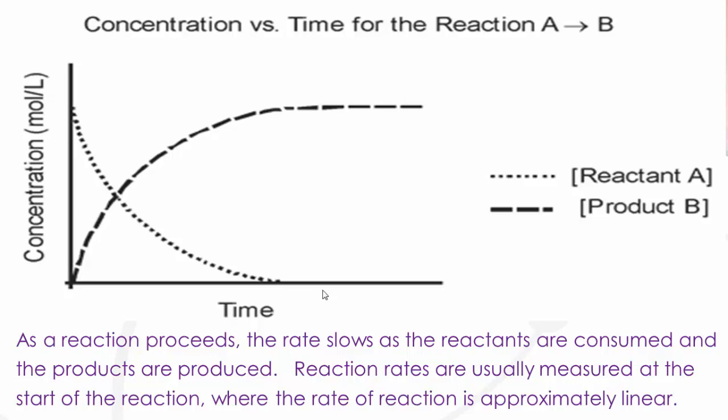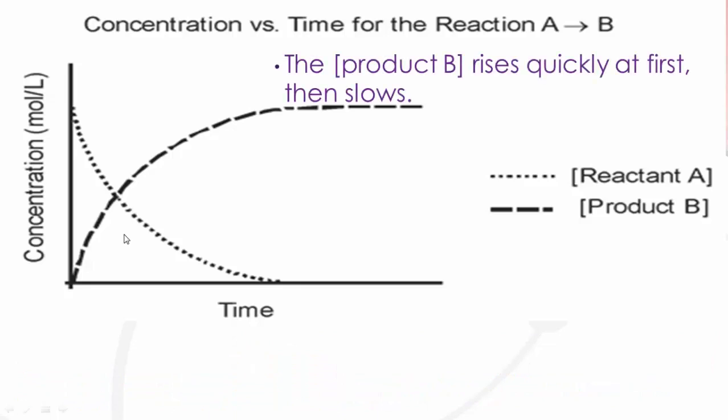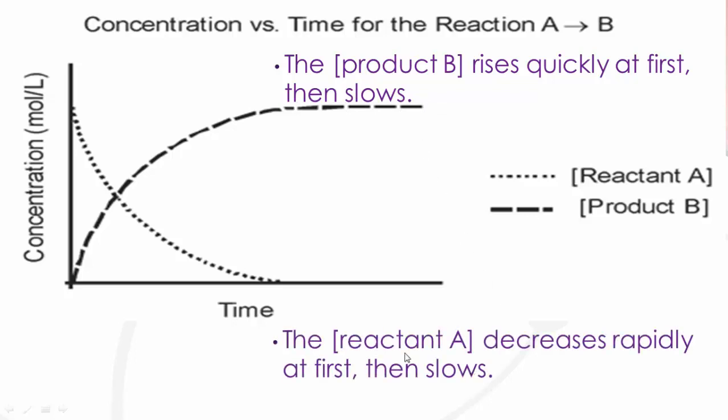Now we usually measure the rate somewhere close to the beginning of the reaction. And in this area, the rate can be taken as roughly linear. But notice what's going on here. The product rises very quickly at first and then slows down as the reactants are used up. The reactant A falls very quickly at first and then slows down over time.